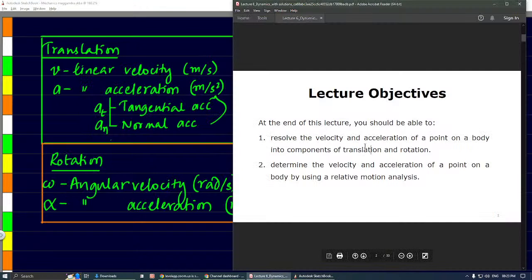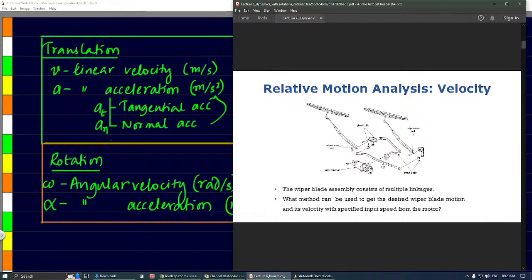Next, determine the velocity and acceleration of a point on the body using relative motion analysis. We should be able to find the velocity of any point on the body. So what is this? A wiper blade. You have seen the wiper blades on the cars, buses, and all four-wheelers, right? It will be wiping the water from the glass, right? So he has given the mechanism here.